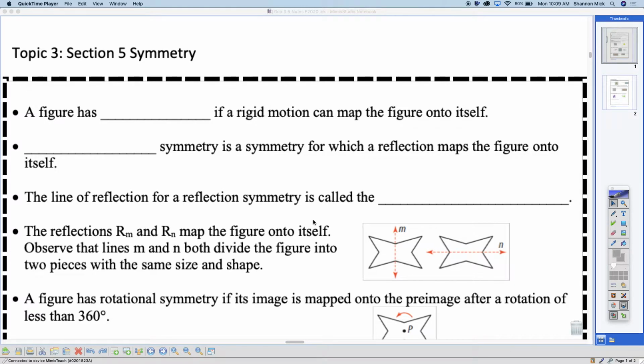Okay, today is our last section in topic 3. It's symmetry. We're going to talk about rotational symmetry as well as the kind of symmetry you're used to, where we cut things in half. Okay, so a figure has symmetry.